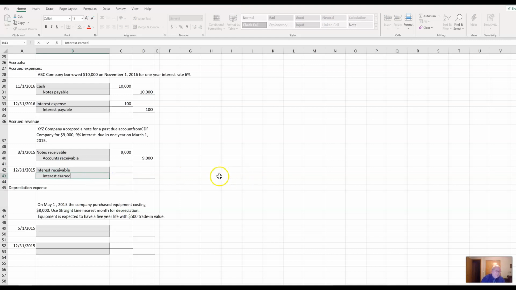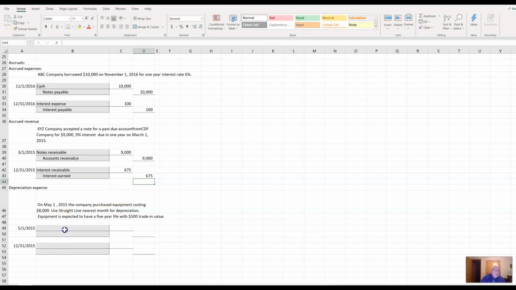Now they may call it interest earned, interest revenue, interest income. Doesn't really matter. The calculation would be 9,000 times the rate of 9% times the time. Well, this was March 1st, so you count March, so you had it for 10 of the 12 months. So that's $675.